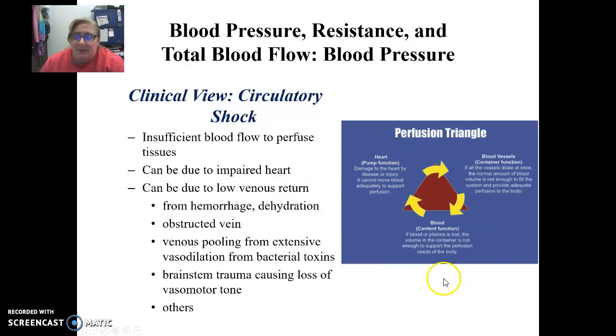And if your blood is not functioning, so you've lost blood, you don't have enough blood, or your blood doesn't work properly and isn't carrying the nutrients like it's supposed to, then again you're going to end up in circulatory shock because you're not getting enough perfusion to your body tissues.